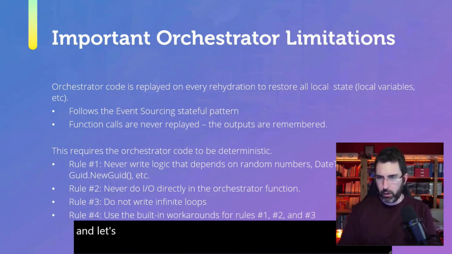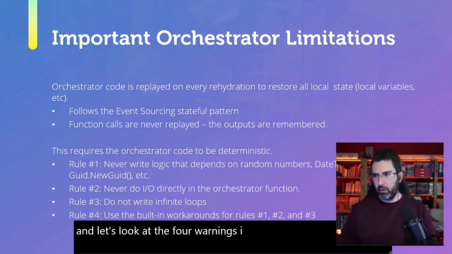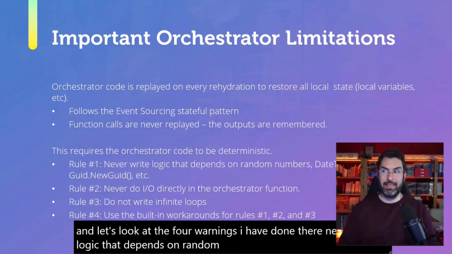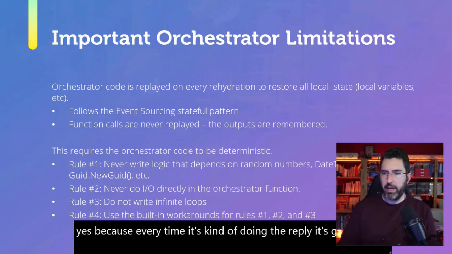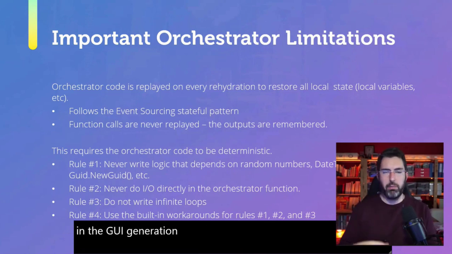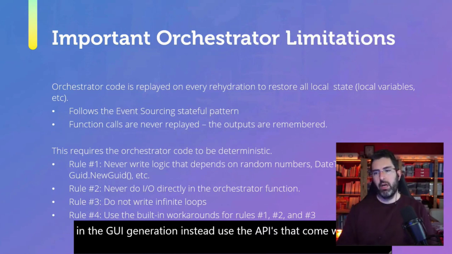And let's look at the 4 warnings I have put there. Never write logic that depends on random numbers. Yes, because every time during the replay, it's going to be different. DateTime.Now and GUID generation as well. Instead, use the APIs that come with the orchestrators.